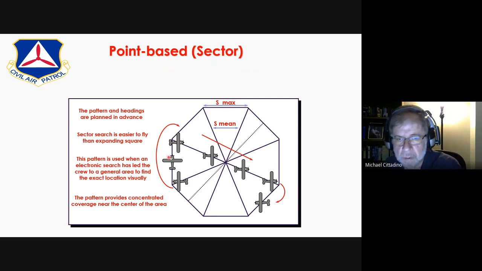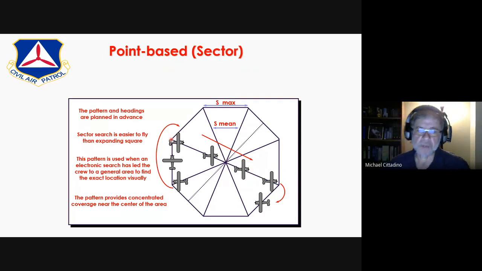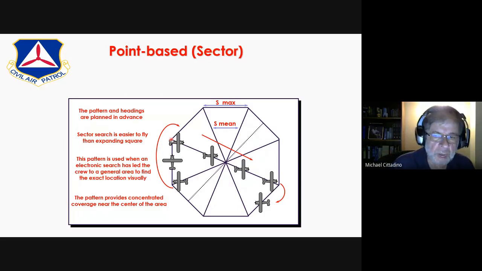Just like what we have here. So we would start here. We would fly this sector. We're going to turn around, hit the next sector, fly it, turn around, hit the next sector, fly it, turn around, hit the next sector, come back where we started in the opposite direction. And again, we would fly this as many times as we needed to or wanted to cover an area.